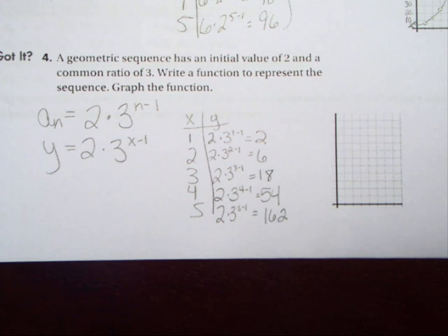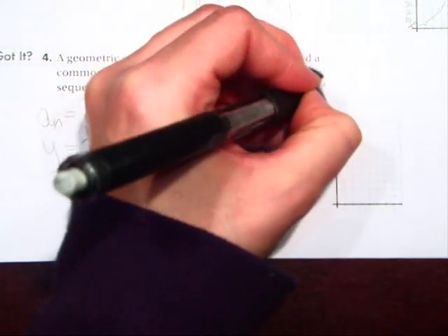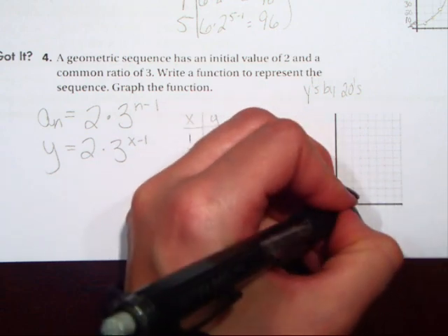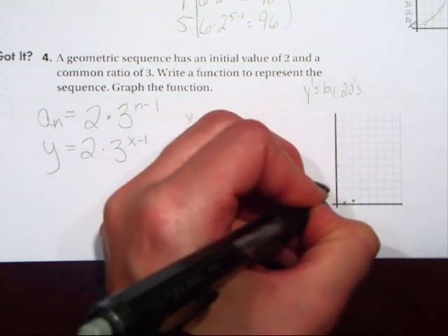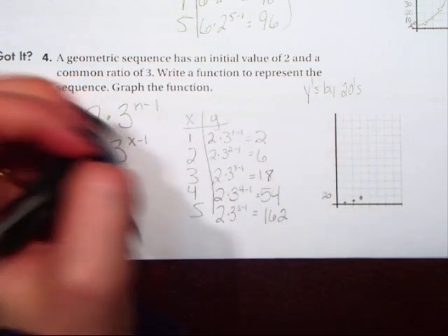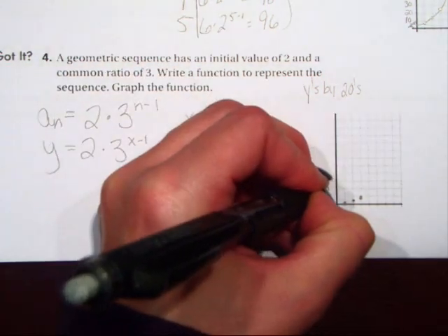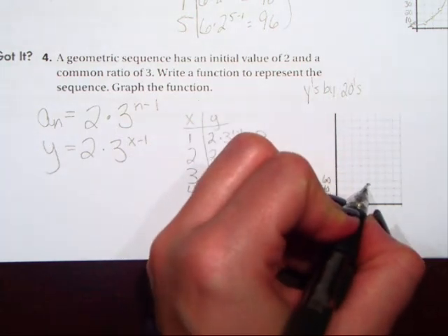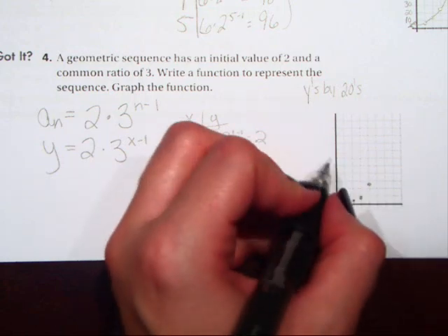I don't really care what you guys skip by. I'm going to skip by 20s. Okay, my y's are going to skip by 20s. And let's plot them. Over 1, up 2. That's really low. Over 2, up 6. Again, that's pretty low considering this number here is 20. Over 3, up to 18. Over 4, up 54. Okay, so that's going to be between 40 and 60. And over 5, up 162.